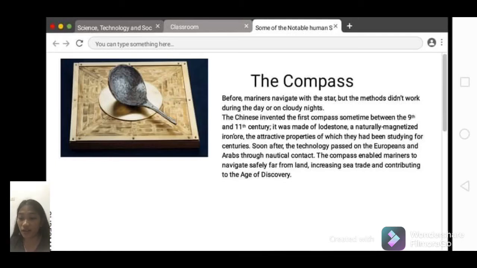Soon after, the technology passed on to the Europeans and Arabs through nautical contact. The compass enabled mariners to navigate safely far from land, increasing sea trade and contributing to the age of discovery.